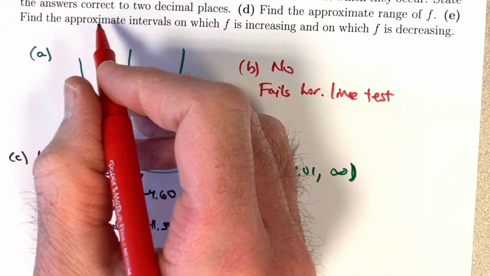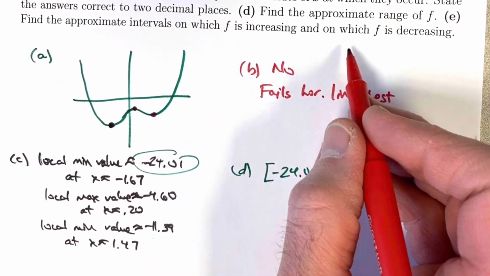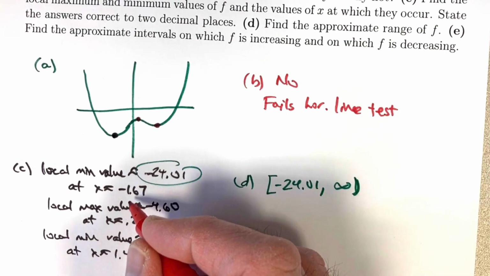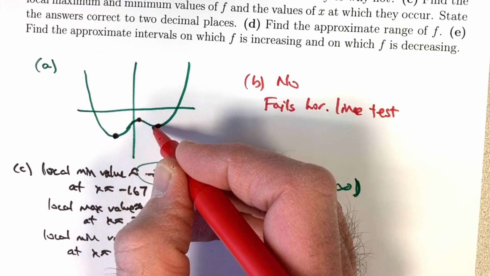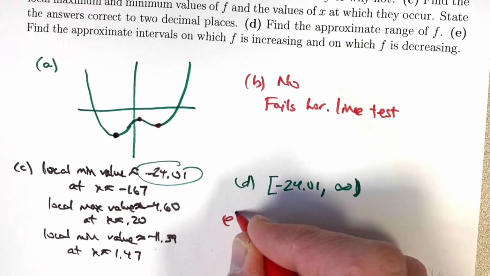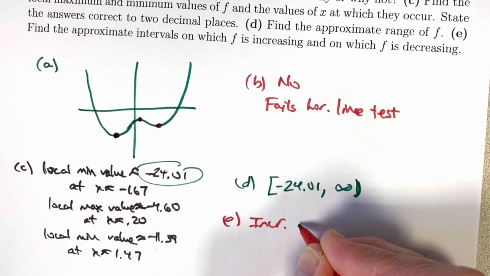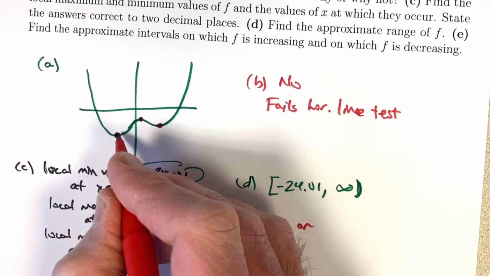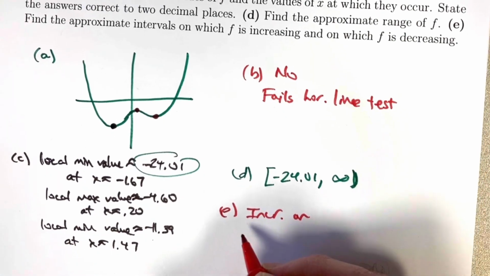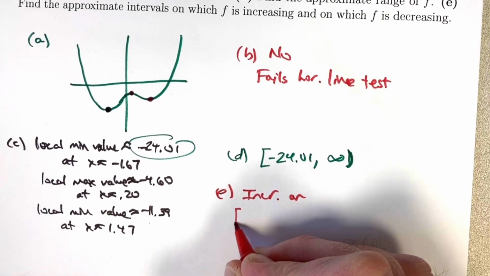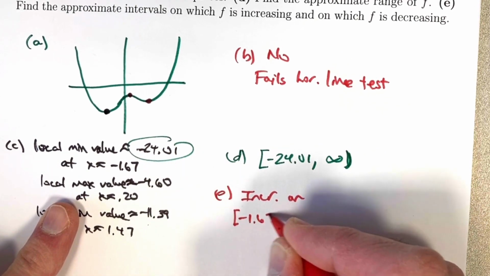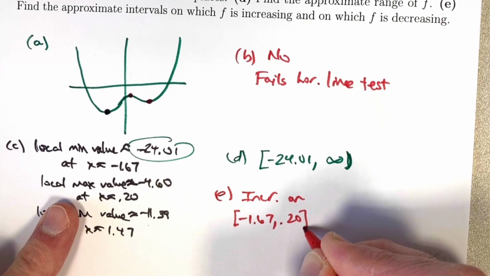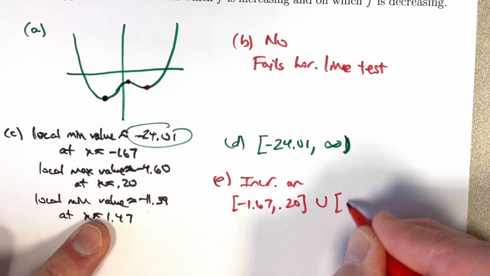Part E, find the approximate intervals on which f is increasing and which f is decreasing. You need to focus on the x values where you change from decreasing to increasing, then back to decreasing again, then back to increasing. It's going to be increasing between here and here and from here to the right. So this is approximate. Negative 1.67 to 0.2, unioned with 1.47 to infinity.